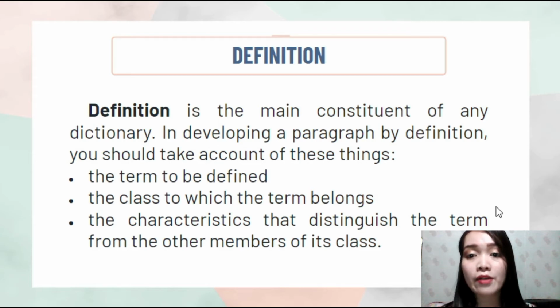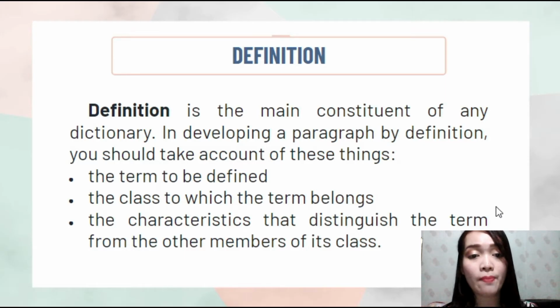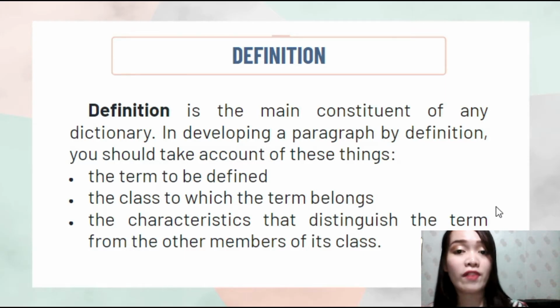In developing a paragraph by definition, you should take account of these three things. So you should consider these three things. First one, the term to be defined. Second one, the class to which the term belongs. And the third one, the characteristics that distinguish the term from any other members of its class.